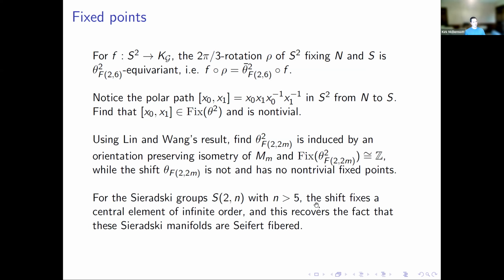In contrast, if you explore what's going on with the spherical groups, it turns out the shift is fixing a central element of infinite order. And you can see that from a spherical van Kampen diagram. You can also just argue that directly with the presentation. It's not terribly difficult to show that there's that central element. And so what's interesting here is that having a central element of infinite order recovers the fact that all these manifolds are Seifert fibered.